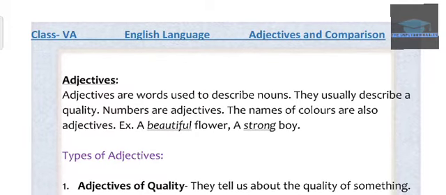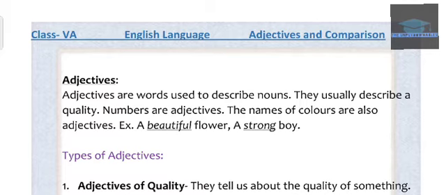In this video, I am providing you with the content on the lesson adjectives and comparison, which you will have to write down in your English language copies. So everything that you see in this video, you need to copy in your fair copies. I'll read them out for you.